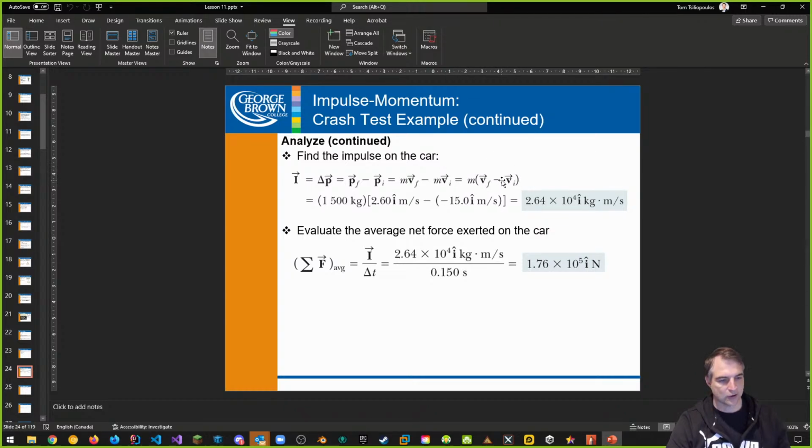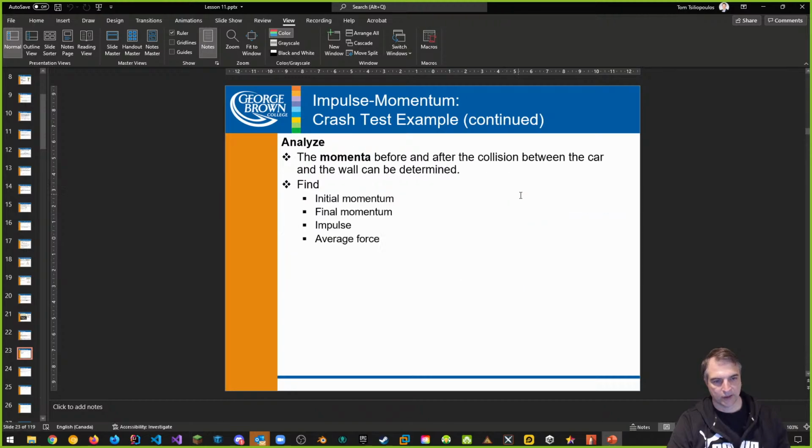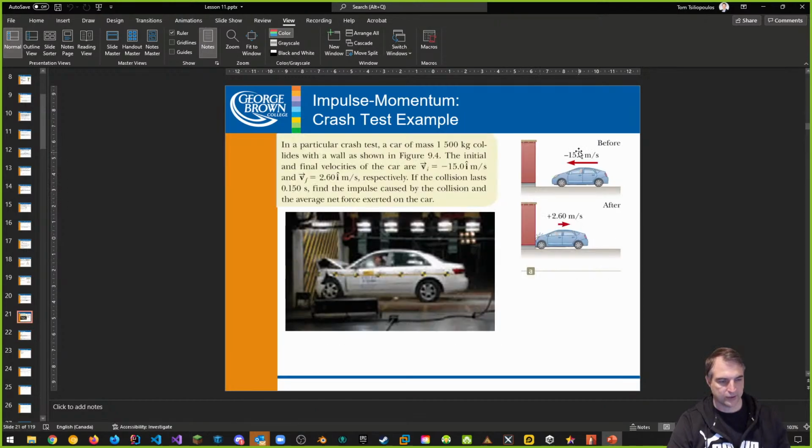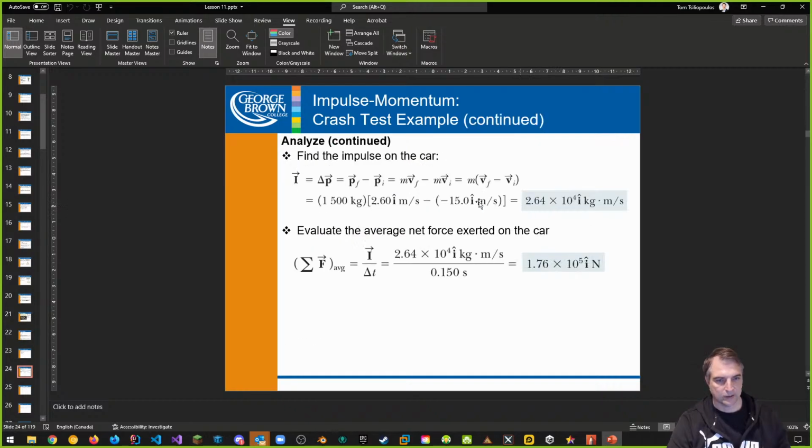Once we have it in these terms, we have it in the terms that we've been given, right? We have velocity initial and velocity final, and we can put those in. Here's my mass, 1,500 kilograms. Here's the final velocity, 2.6 meters per second along the positive x-axis, minus negative 15 meters per second along the x-axis, which is equal to 2.6 times 10 to the fourth kilogram meters per second. That is the amount of impulse that we have, okay?